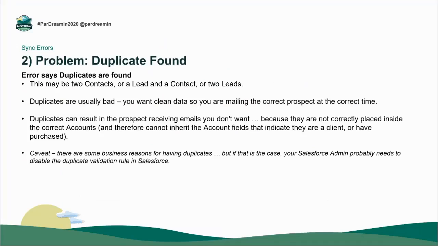And it just makes you look bad because Pardot is going to put the version, quote unquote, of them that is a lead into the nurture program. The lead can't inherit any account fields that would normally suppress them. And suppressions are ID number specific. A contact has a specific CRM ID, a lead has a specific CRM ID. So if the contact version is on a suppression list, it doesn't affect the lead version of them. The lead version of them is still eligible to get those emails.